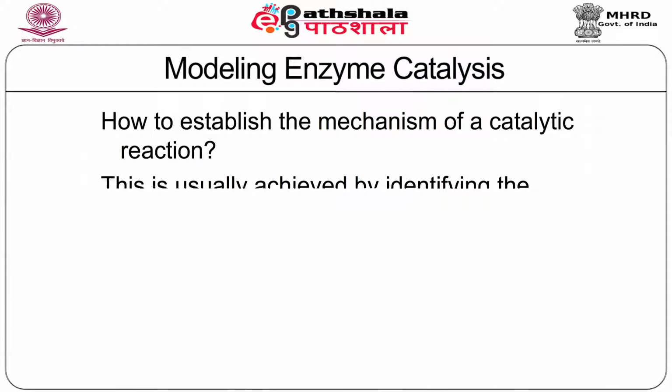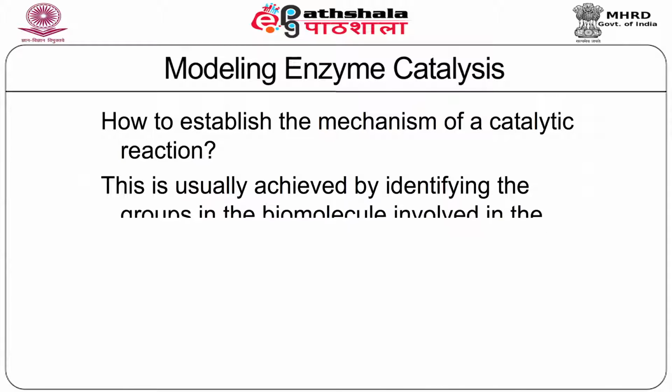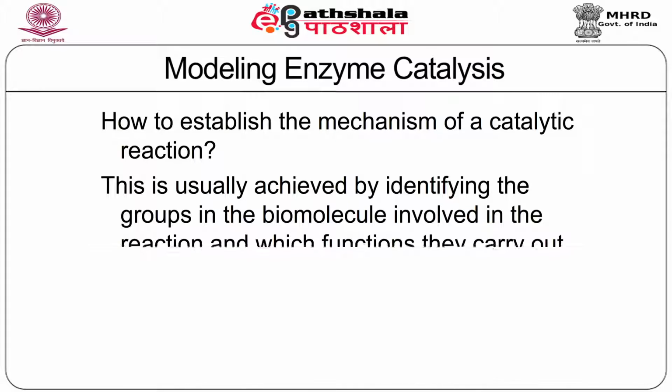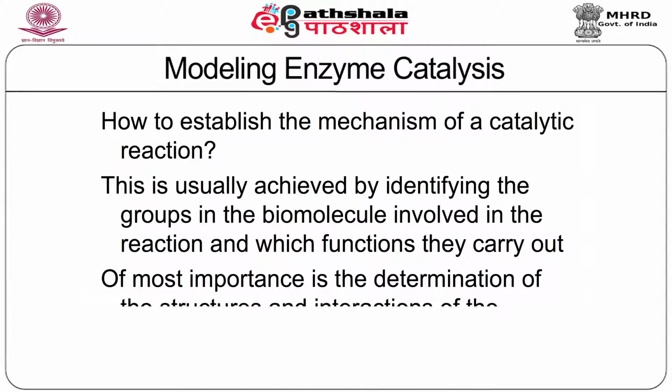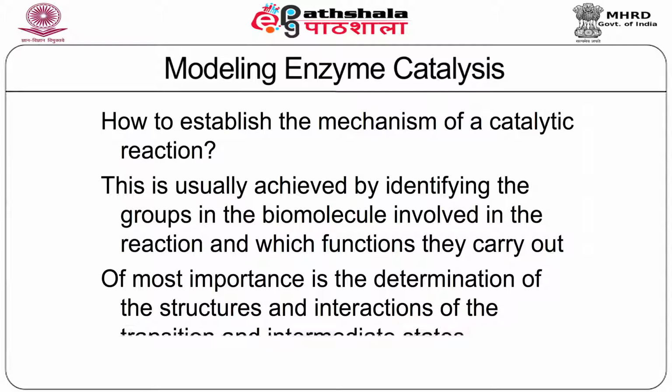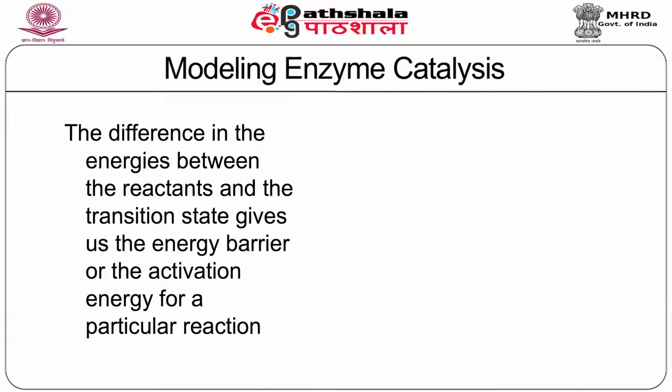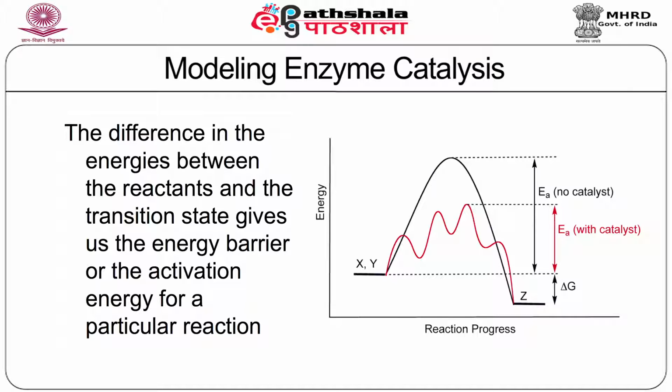Now, how to establish the mechanism of a catalytic reaction? This is usually achieved by identifying the groups in the biomolecule involved in the reaction and which functions they carry out. Of most importance is the determination of the structures and interactions of the transition and intermediate states. The difference in the energies between the reactants and the transition state gives us the energy barrier, or the activation energy, for a particular reaction.